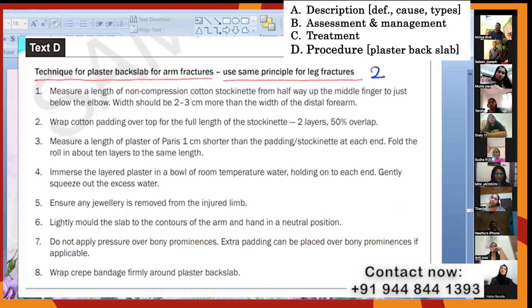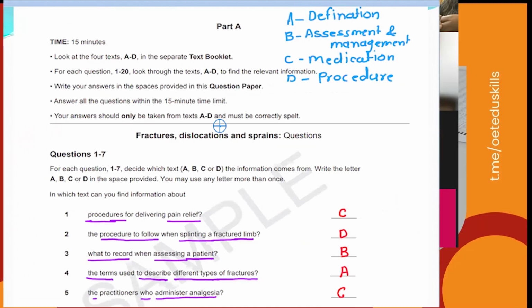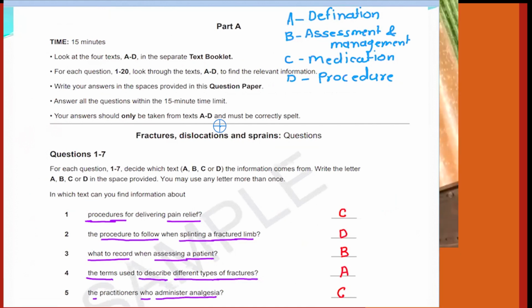After that, when we move to the question section, we have to write these headings in our question booklet: A, B, C, D, that is classification, assessment, medication, procedure, like that we have to write in that question booklet. Then we have to read the question and underline the hedging words of the question. My questions are 11 to 14.